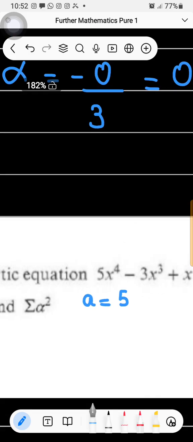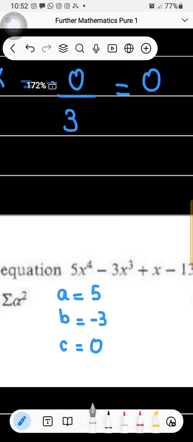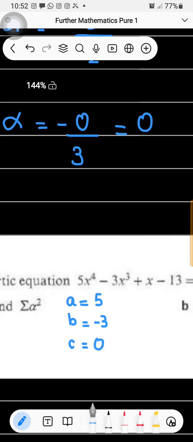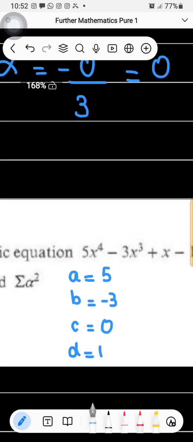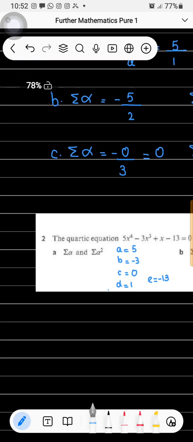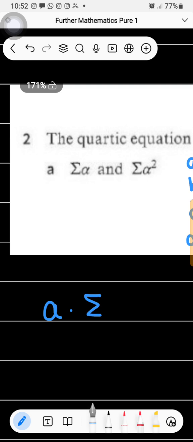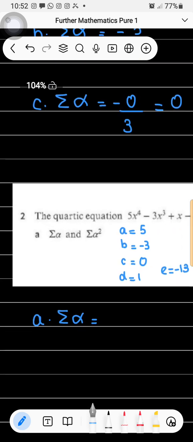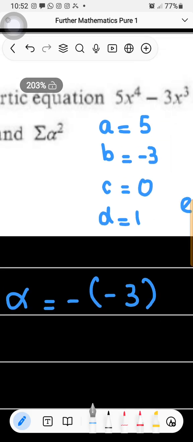We will write: A is equal to 5, B is equal to minus 3, C is equal to 0, as C is the coefficient of x square and we don't have x square in our equation. Then D is equal to 1 and E is equal to minus 13. Okay, so in part A we will find sum of alpha. Sum of alpha is equal to negative b upon a. So negative 3 is b, negative of negative 3 upon 5. So it is 3 upon 5.